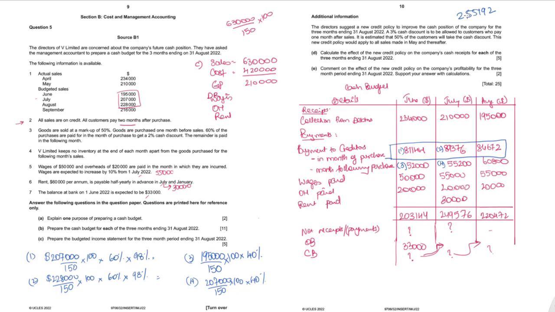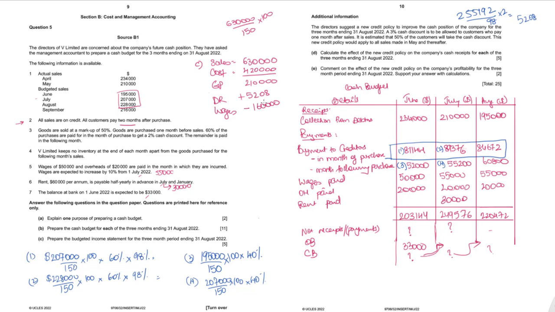We need to find the 2% cash discount. So divided by 98 multiplied by 2, you could directly get your cash discount amount, which is 5208. You don't have to go back to the purchases value, find out 60%, then 2%. You can directly do it in this manner. So discount received will be added 5208.